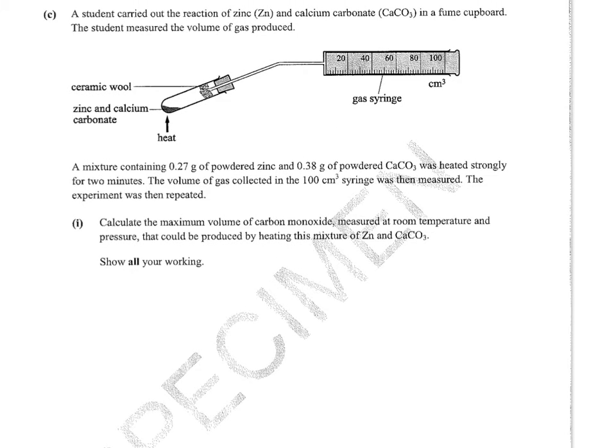So let's do some question reading here, because we've got to be quite careful, because this is partly practical skills and partly deduction, because it might not be a practical that you've done. So the reaction of zinc and calcium carbonate. So what does that tell us already? Then it says the student measured the volume of gas produced. So that's obviously with this apparatus here.